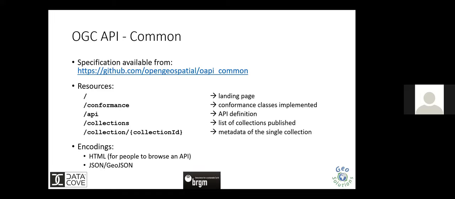Under slash API, you provide the API definition. Under collections, you provide your various collections. This used to be the namespaces under WFS2. And within the collection, you can directly reference a collection by its collection ID. The current encodings for that are HTML, which allow us to simply browse through an endpoint via browser. And the other alternative are JSON-LD dialects, which provide us nice data pages for that.